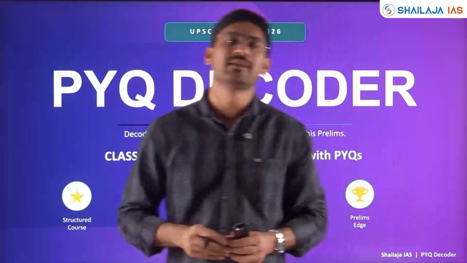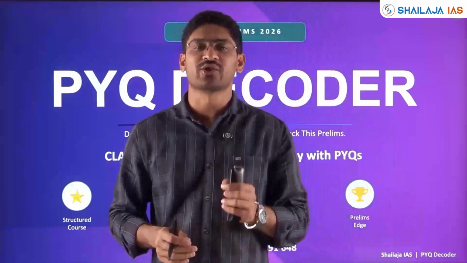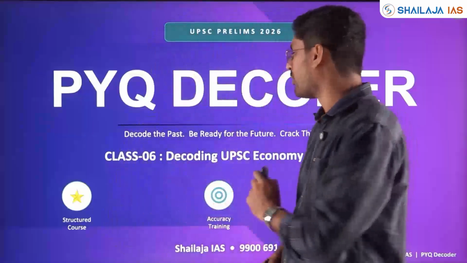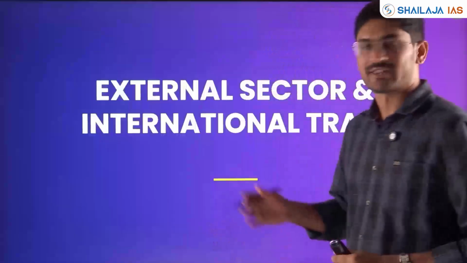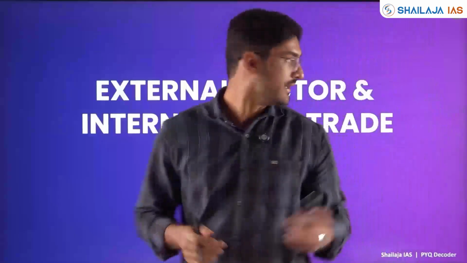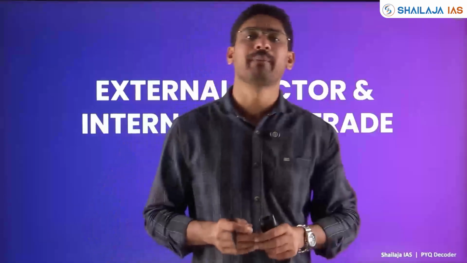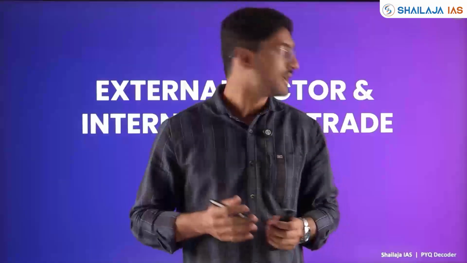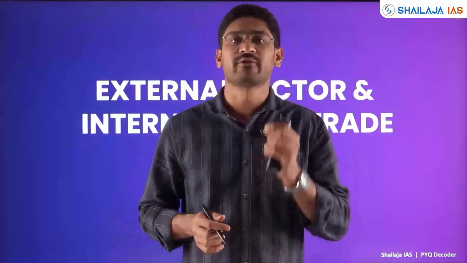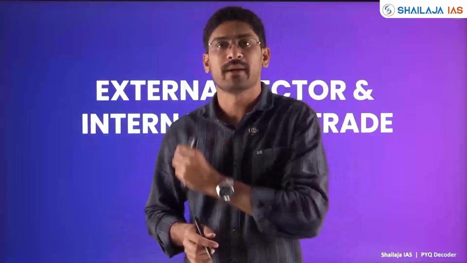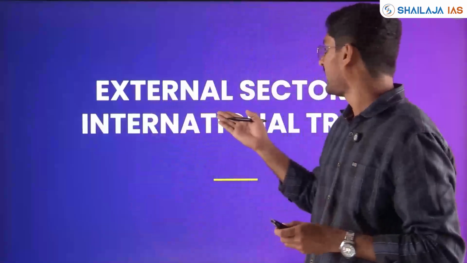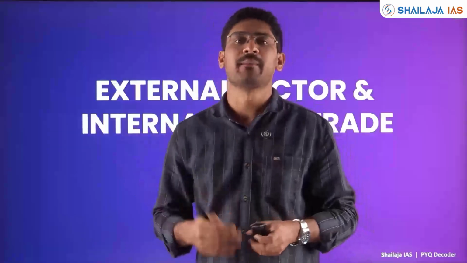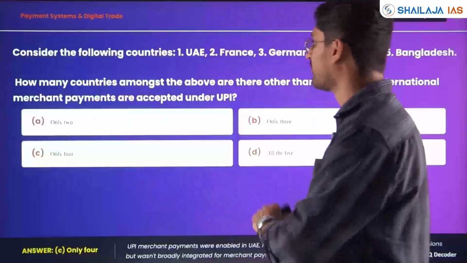Today we are continuing with the economy previous year question paper and important themes we are decoding in class 6. Today we'll decode questions linked to the external sector, international trade, and balance of payment, based on the last 5-6 years of UPSC prelims economic paper. External trade, international relations, institutions, and trade balance will all be checked. We'll see one by one.